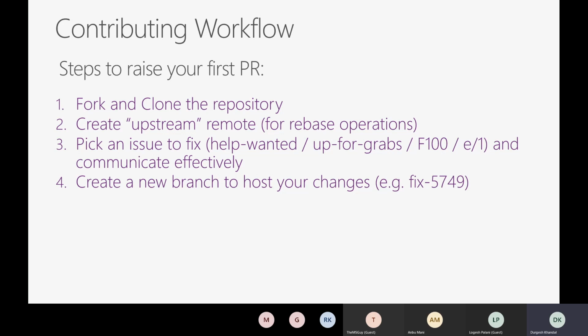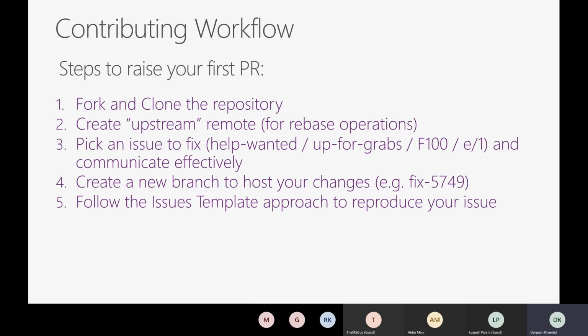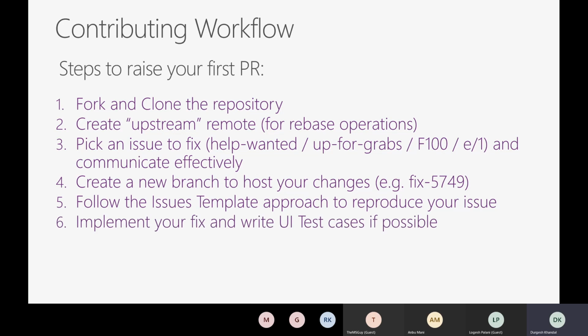Then once you are done with picking an issue, you create a new branch, right? To host your changes. Basically you go to your Visual Studio, you create a new branch and you work. And like I mentioned, you follow the approach which I like: you follow your issue template, you reproduce your issue, you implement your fix, and write a UI test case if possible, right? I didn't get a chance to show you that, I'll show you during the demo. So this is how you can create your UI test.